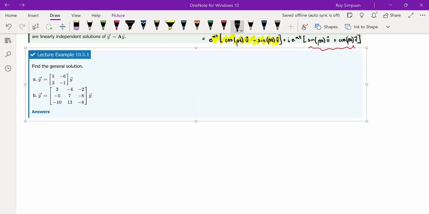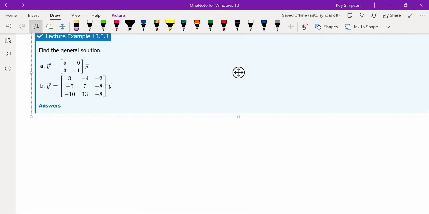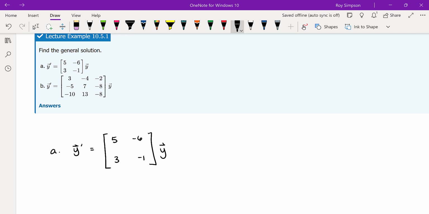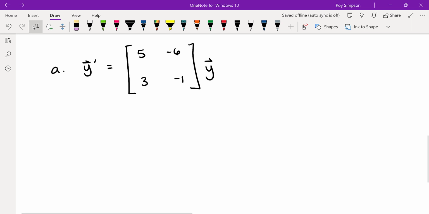And because I'm recording this, I can speed up my computations as I need. So we have part A here. I'll even rewrite that. And we're told that we need to solve this. And we now know that whenever we're asked to solve a homogeneous system of differential equations, we need to find eigenvalues and eigenvectors.